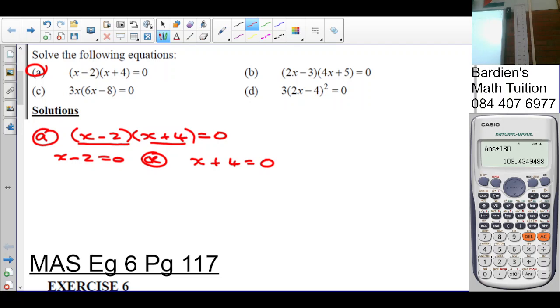Yes? Don't you take the negative 2 to the 0? Absolutely, yes. They get over the equal sign and that over. So it gives you x is equal to 2 or x is equal to negative 4.